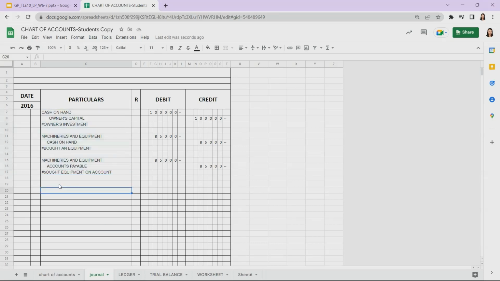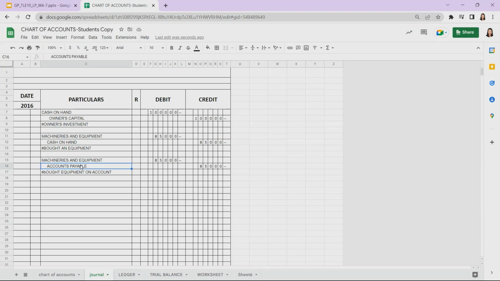For the next business transaction, what happened there is that nagbayad ka na ng utang. Ano ba yung utang mo? Look at your previous transaction. You have debit, machineries and equipment, credit, accounts payable. Now, between the two of them, alin dyan ang liability? Si machineries and equipment ba? No. Machineries and equipment is an asset account. So, accounts payable is your liability account. What you are going to do is to pay for that liability.